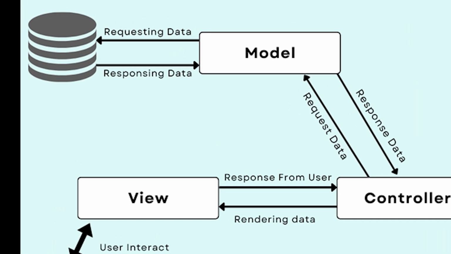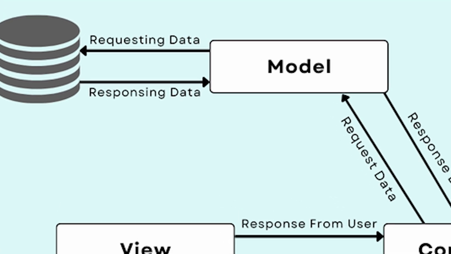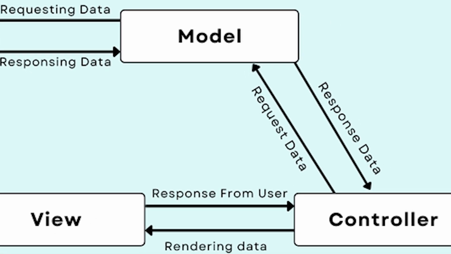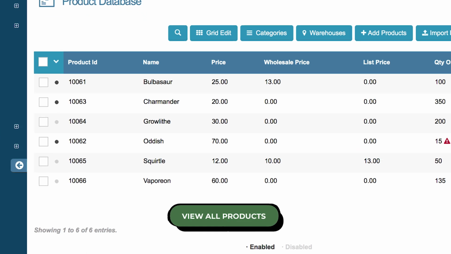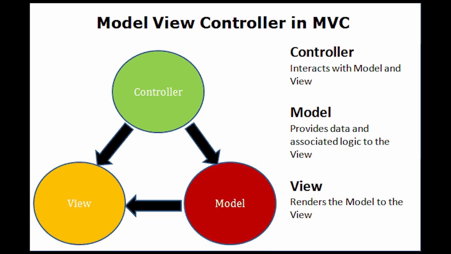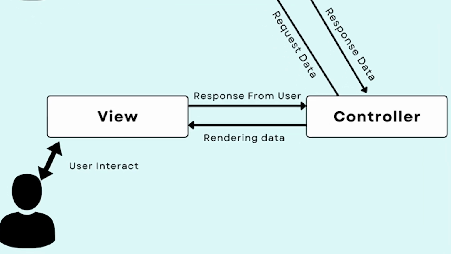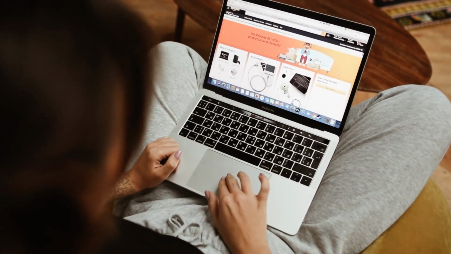The model handles your data. It talks to the database, performs logic, and decides which information the app should show. For example, getting all products from the database. Now let's talk about view. The view is what the user sees. The design, HTML, UI, all of that is in the view.